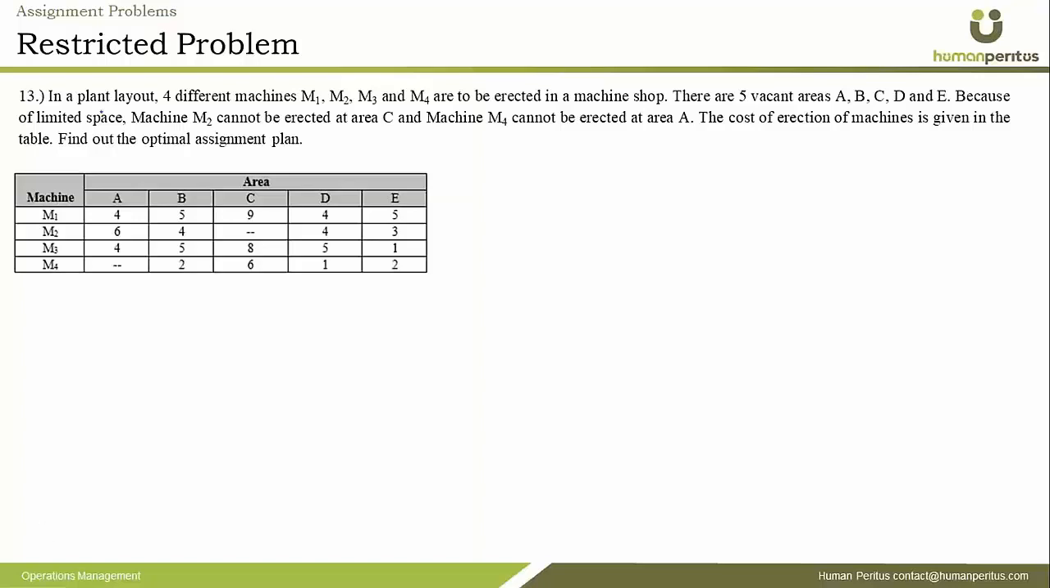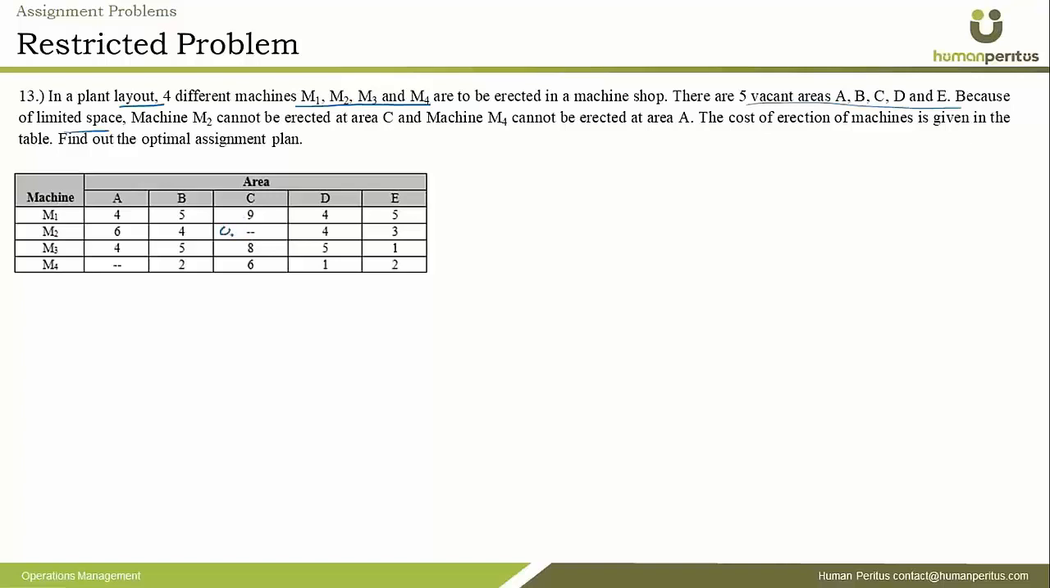The question explains that in a plant layout there are 4 different machines: M1, M2, M3, M4, and they need to be erected in a machine shop. There are 5 vacant areas A, B, C, D, E. Because of the limited space, machine M2 cannot be erected at area C.